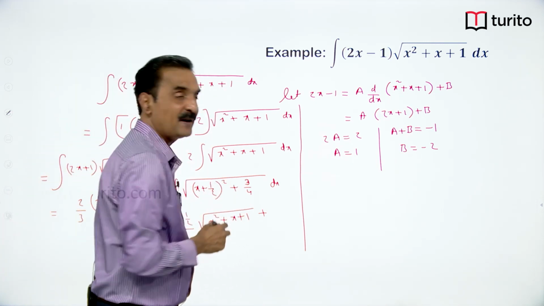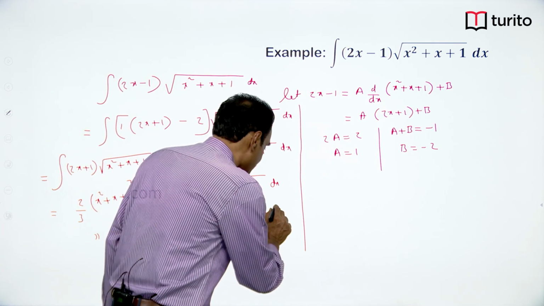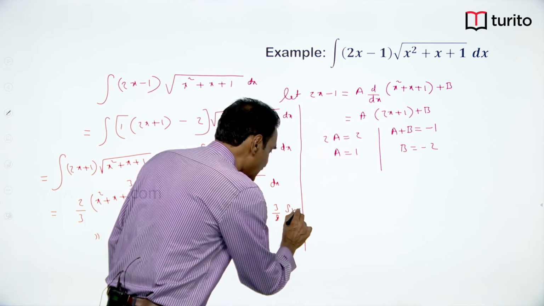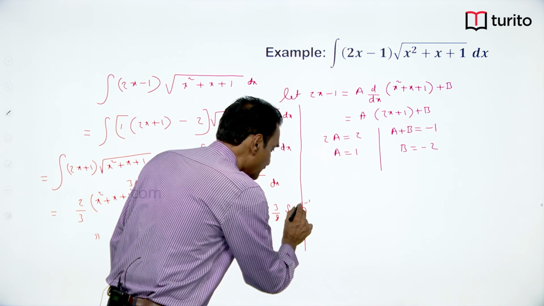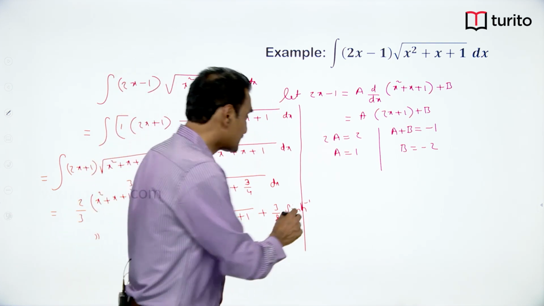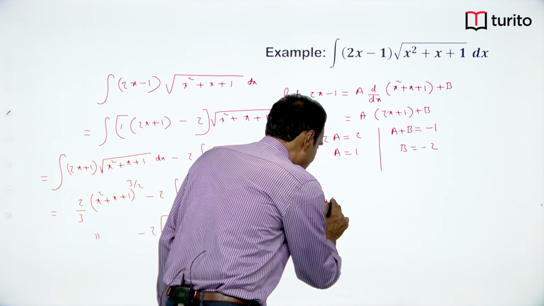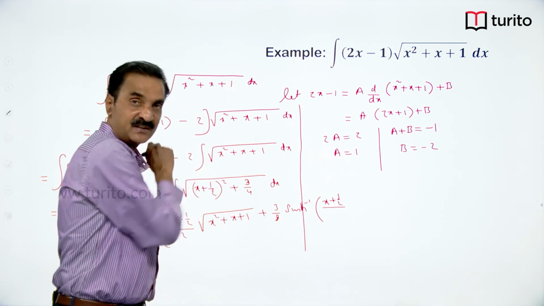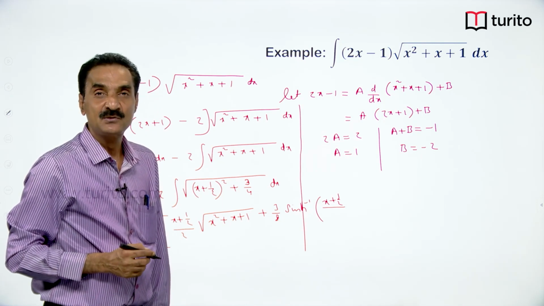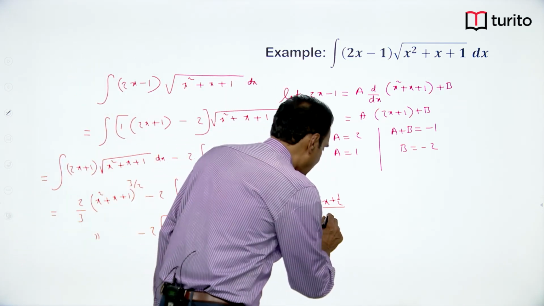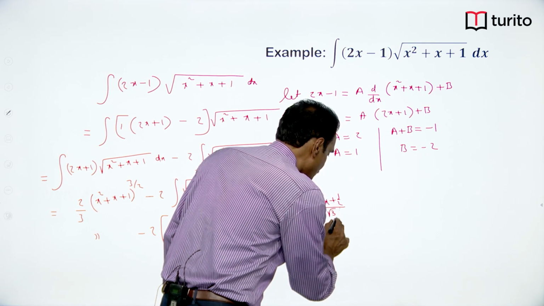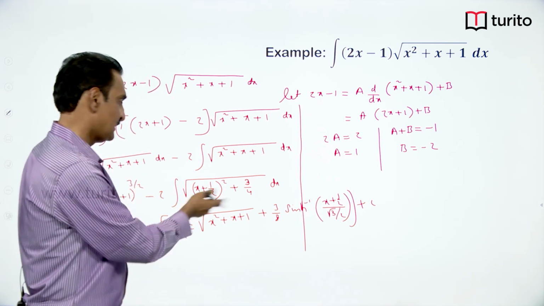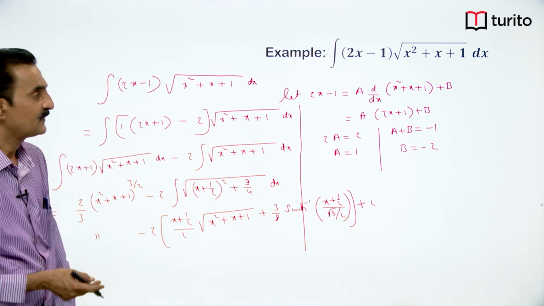A square is 3 by 4, a square by 2 is 3 by 8 into sinh inverse x by a, x plus 1 by 2 by, what is a? A square is 3 by 4, so a is root 3 by 2. So, by root 3 by 2 plus c. Now, I hope you can simplify it.